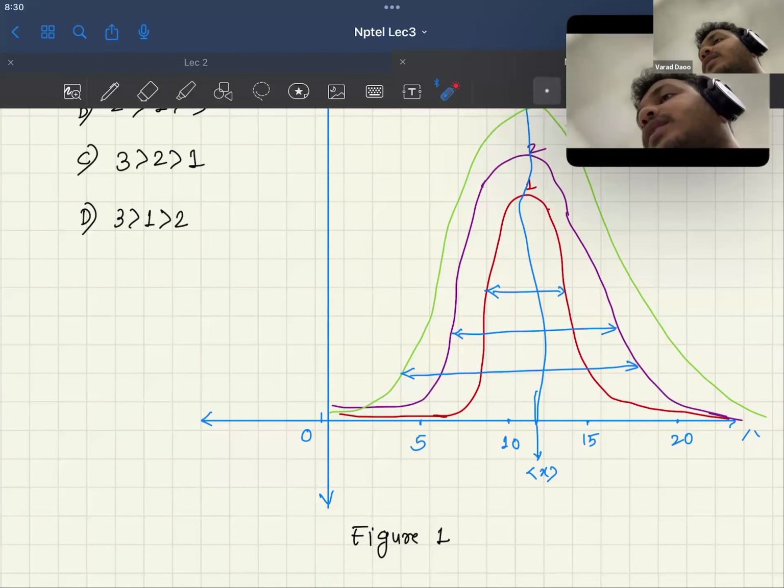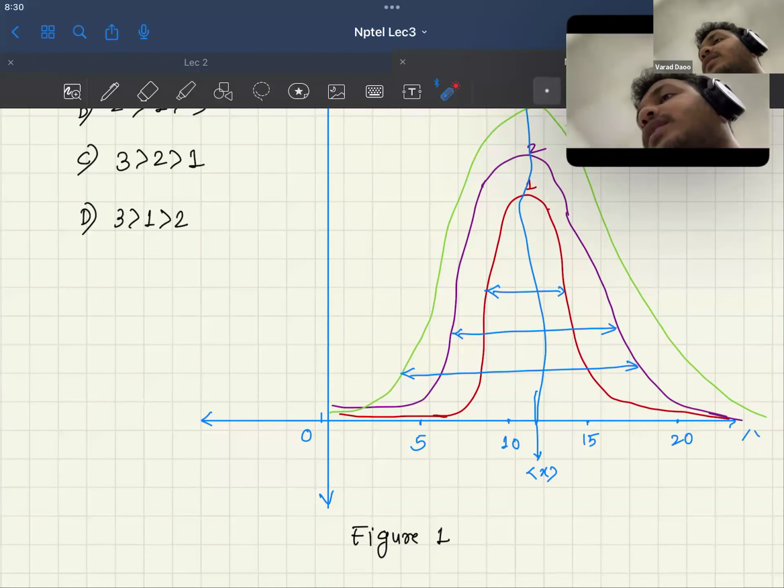All the three curves have a maximum at a particular value of x. Let's call that value x bar, or the x average, or any value. And this x is the same for all the three curves. So at this particular point, if I draw a line parallel to the y-axis, that is going to cut all the three curves at the highest point.